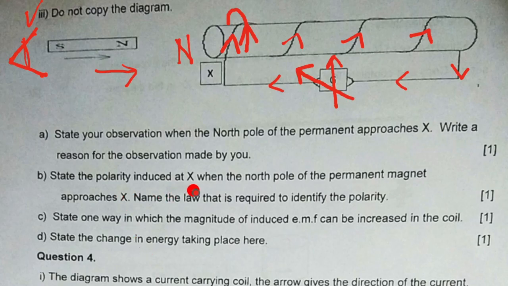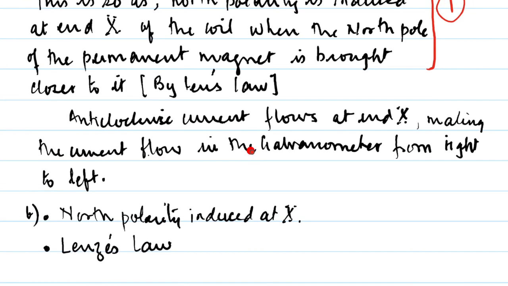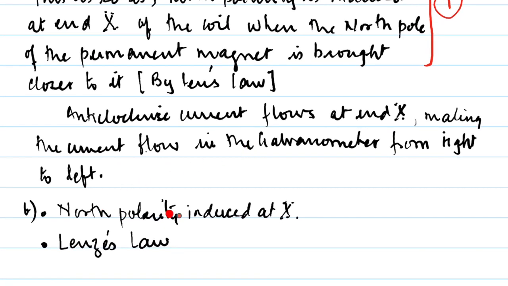State the polarity induced at X. It is north polarity induced here. Name the law that is required to identify the polarity, and we write it like so. North polarity induced at X and Lenz's law. And this together again will give us 1 mark.